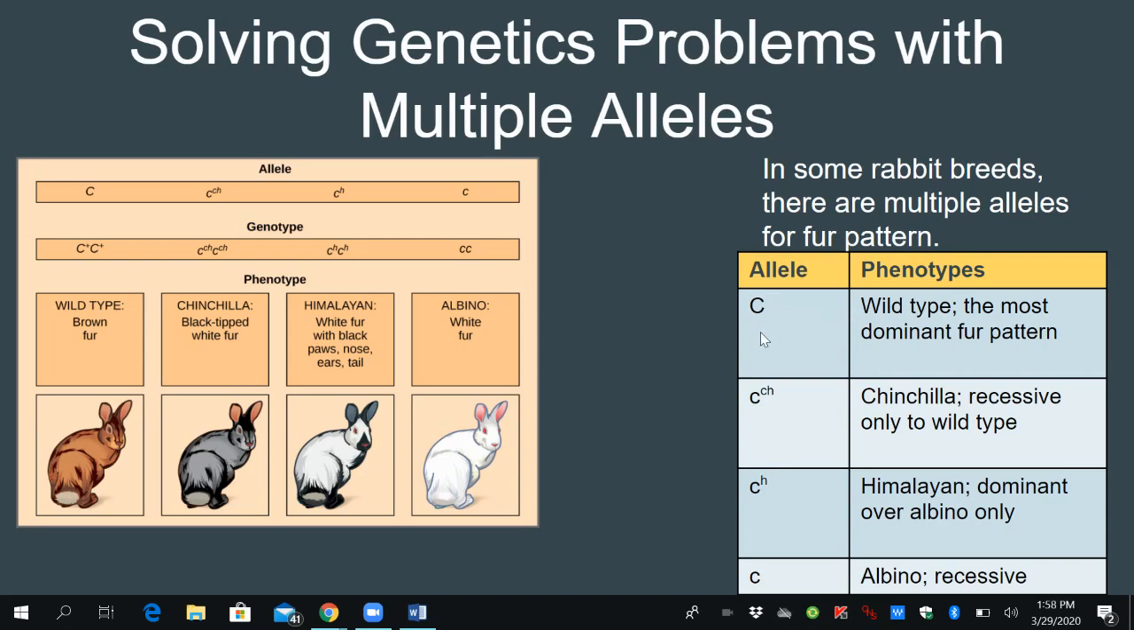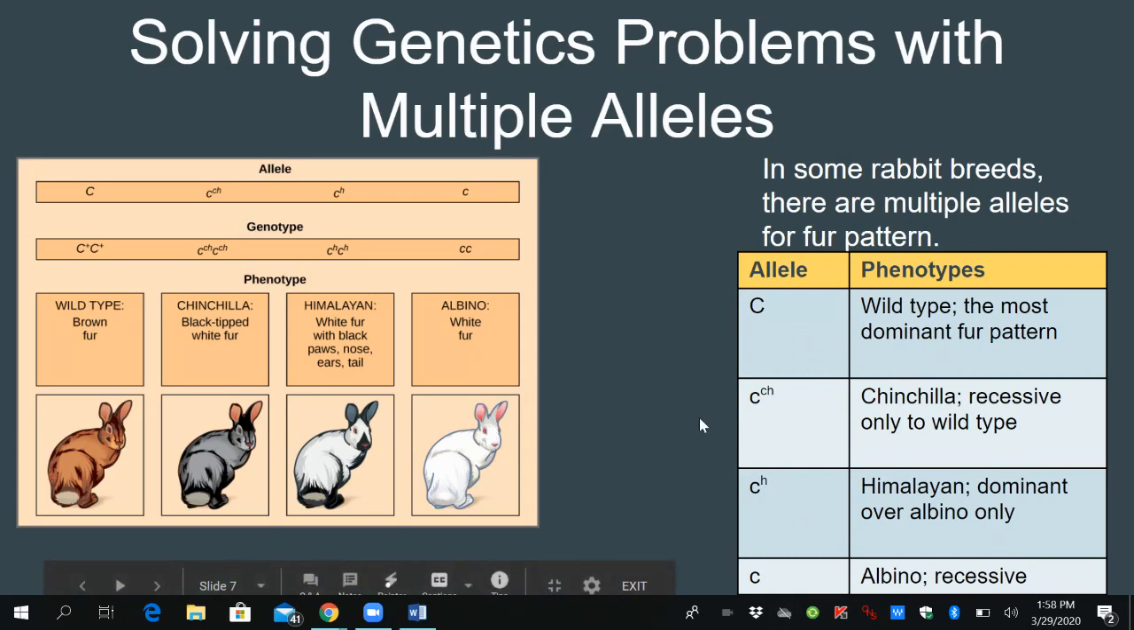So we've got this in rabbits. Rabbit fur color. You've got what's called wild type. You've got this chinchilla color. You've got this Himalayan, which is the white with the tips. And then you've got an albino that's all white.